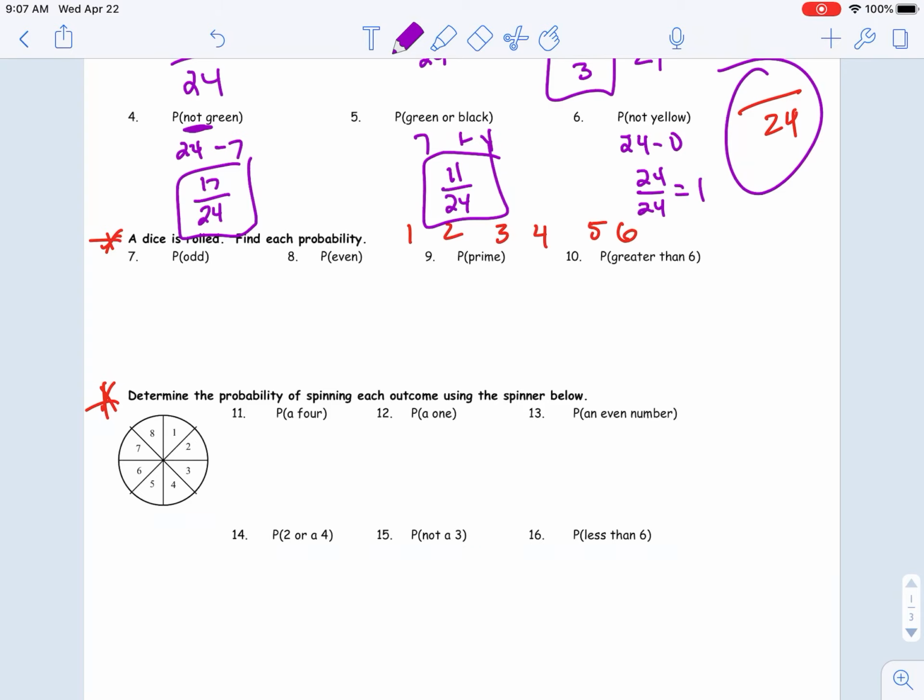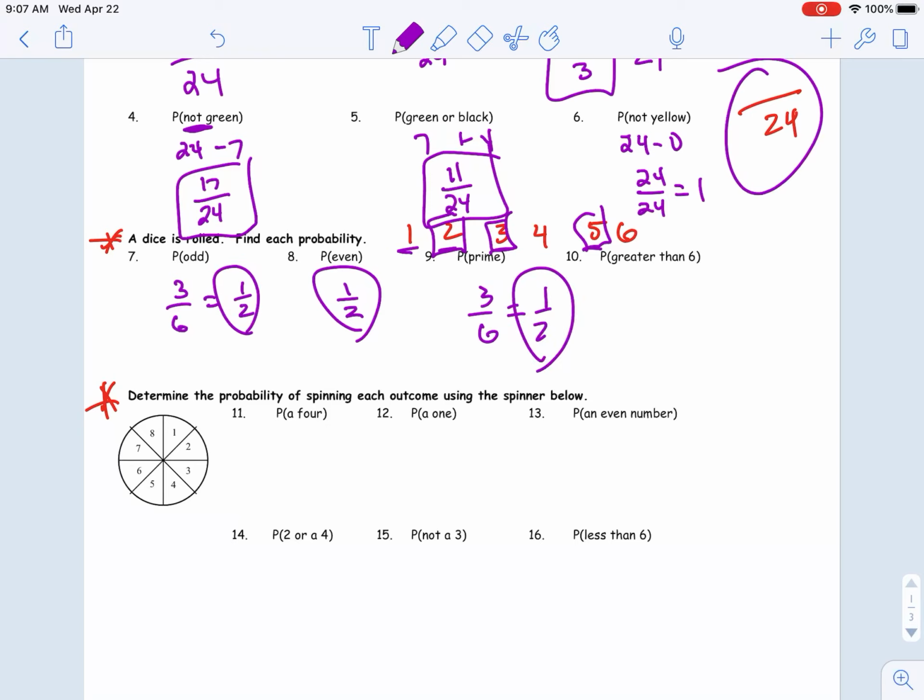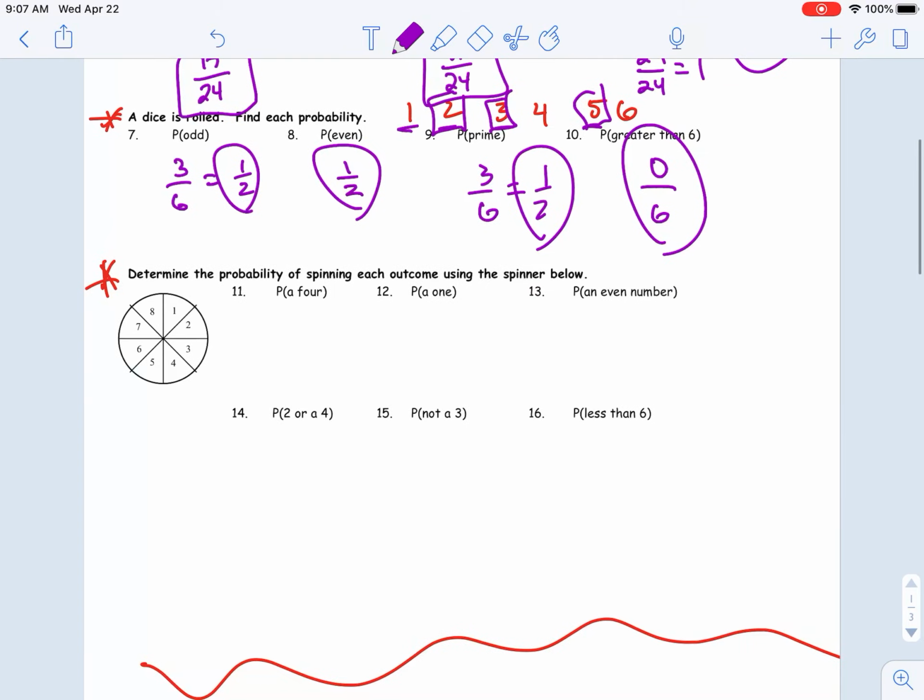Odd. Why? 3, 5 is odd, so 3 out of 6, 1/2. Even, 1/2. Prime. 1 technically isn't prime, so 2, 3, 5 is prime. So 3 out of 6, 1/2. Greater than 6. There are no numbers greater than 6, so 0 out of 6.